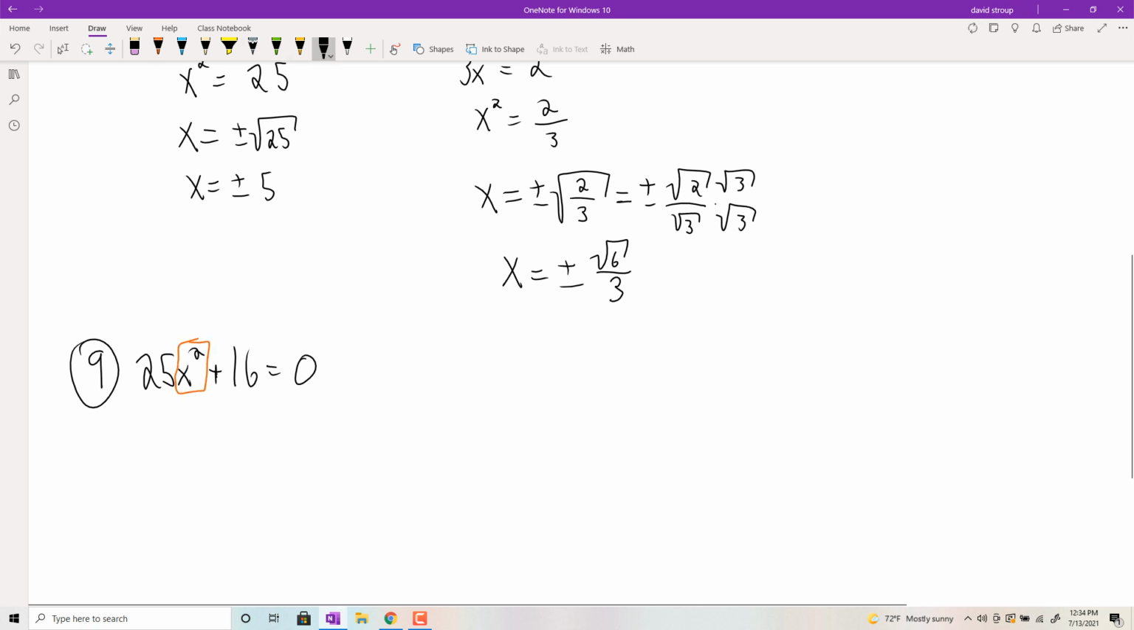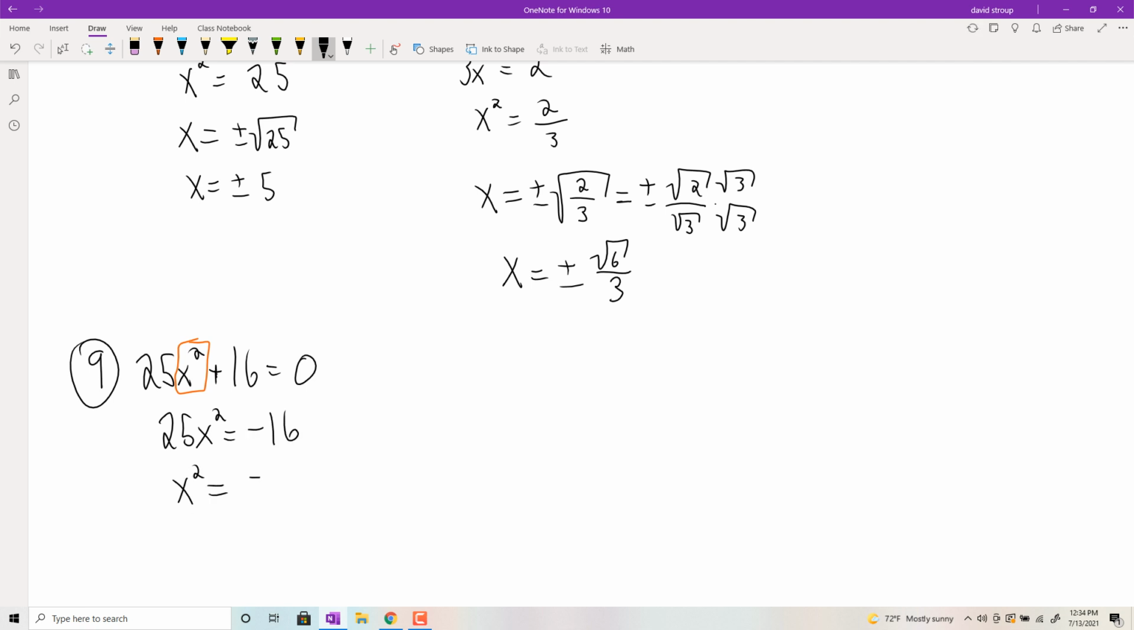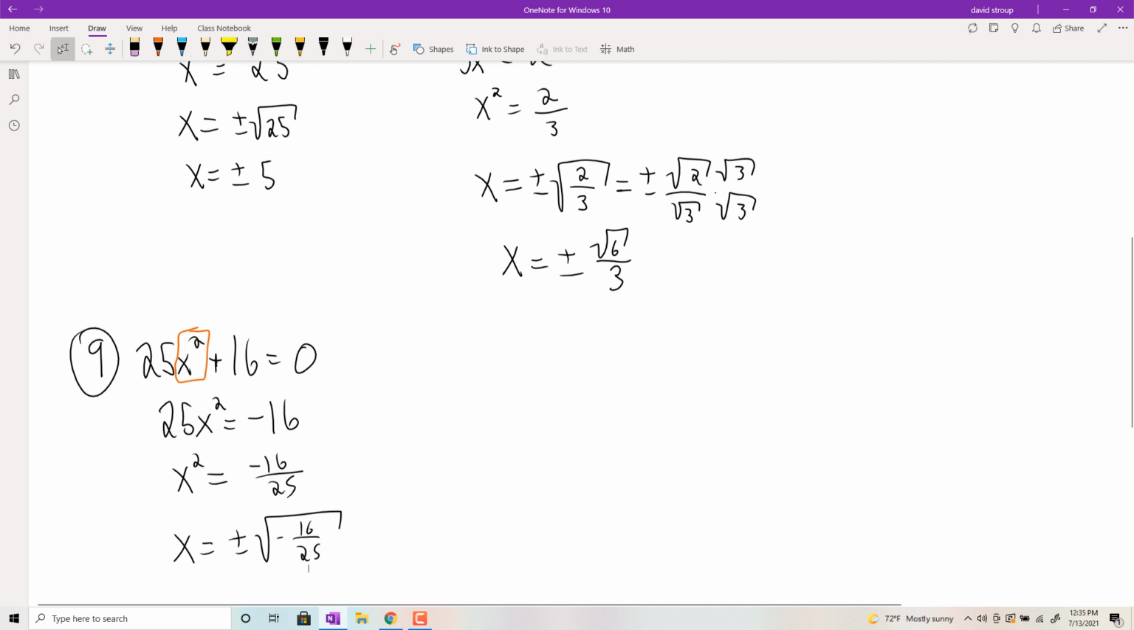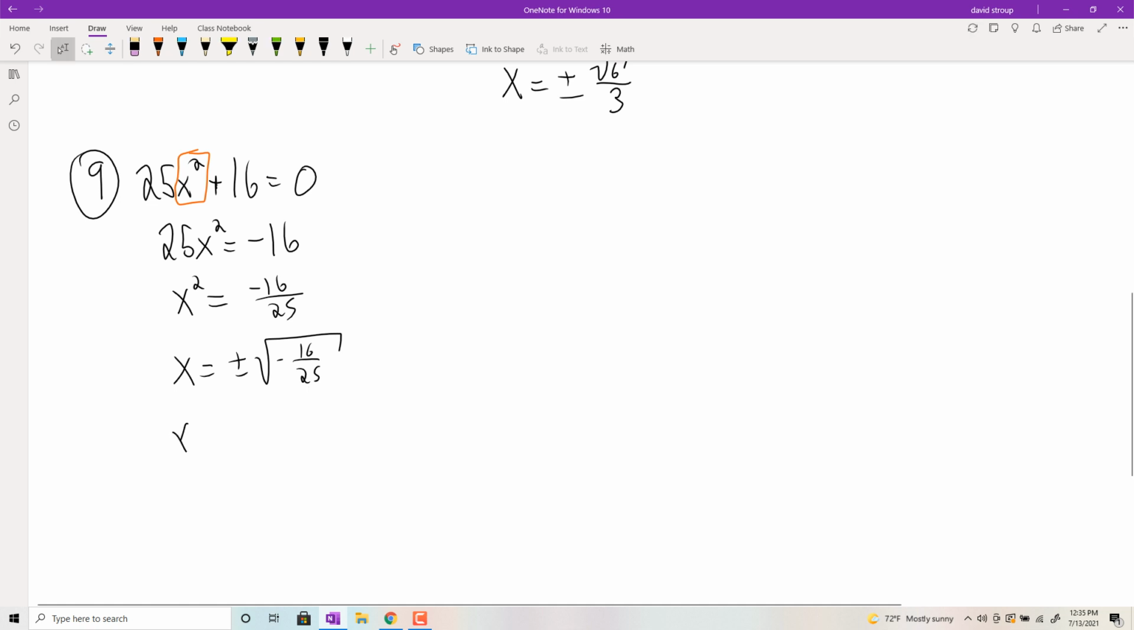I'm going to isolate the x squared portion. Divide both sides by 25. Square root property, plus or minus square root of -16/25. So this will be the same as plus or minus square root of 16/25 i. The square root of 16/25 is 4/5, and then we have our imaginary unit i. Okay, let's look at another.